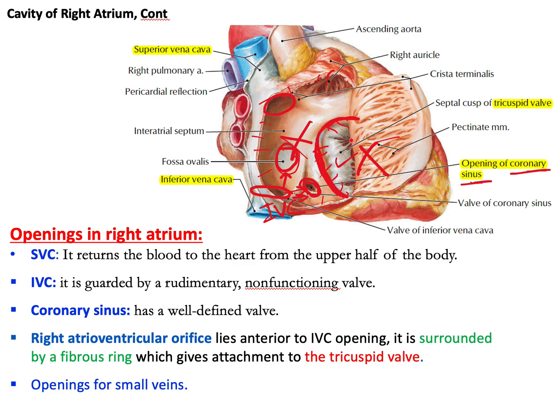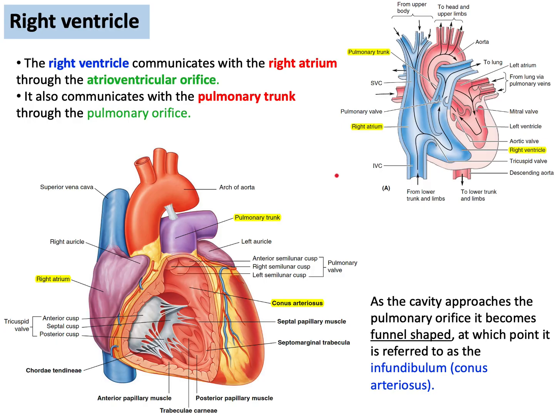That's it for the right atrium. Now let us move from this cavity to the right ventricle. So already the blood will move from the right atrium to the right ventricle. Let us go to the right ventricle. Okay, here's the right ventricle.